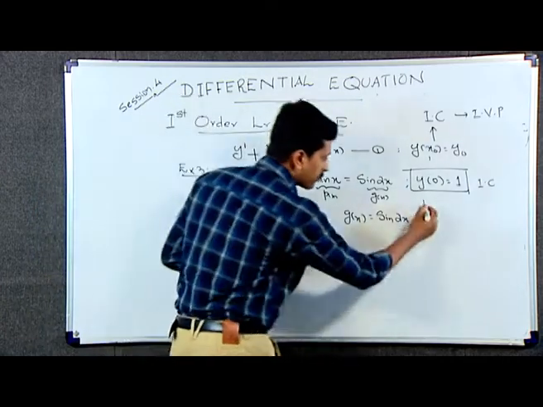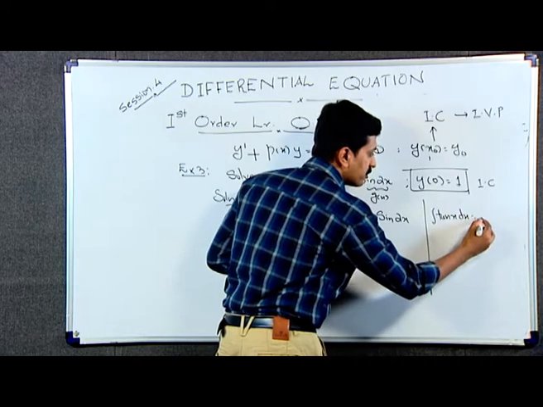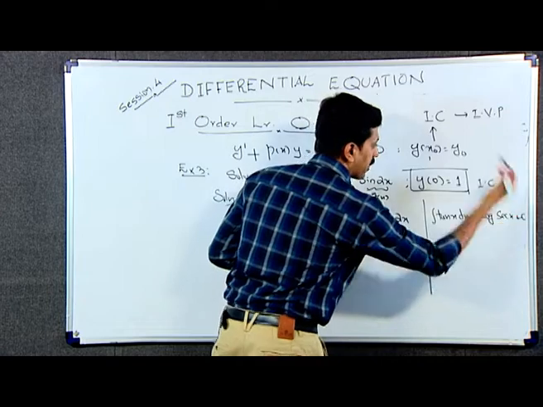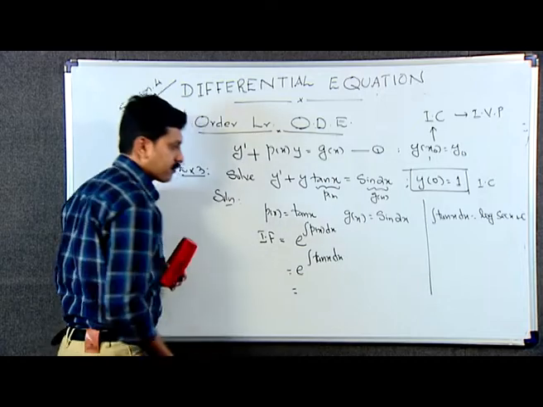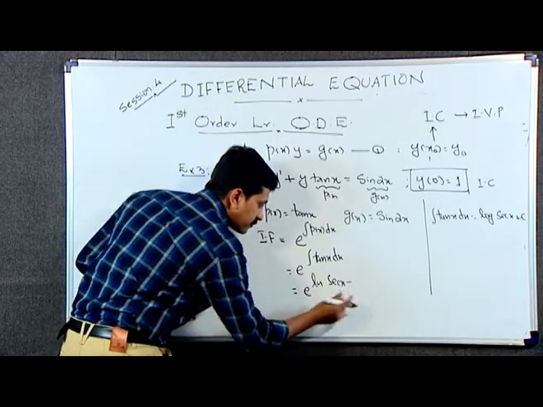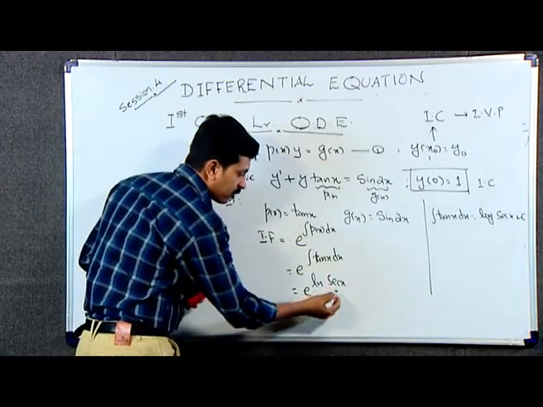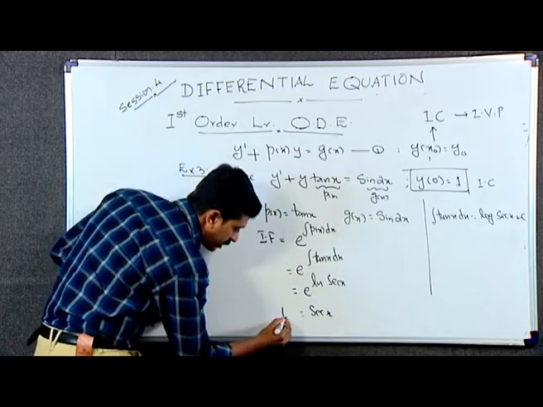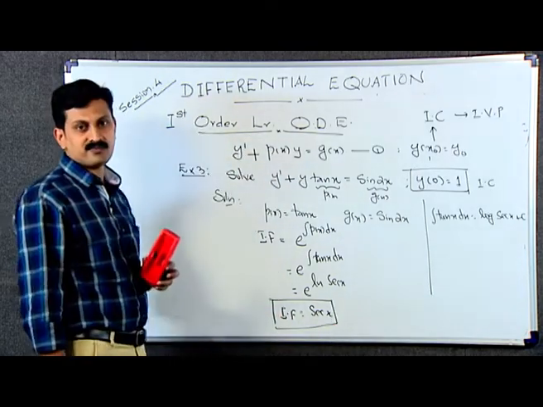We have the formula for the integral of tan x: integral of tan x dx = log|sec x| + c. Therefore, this is equal to e raised to log sec x. The e and log cancel, and the remaining is sec x. Therefore, the integrating factor we found is sec x.